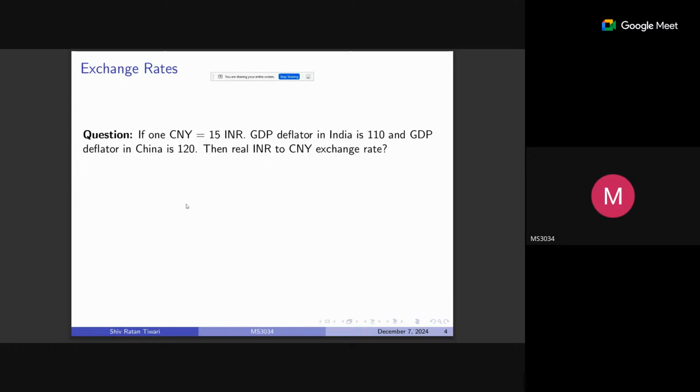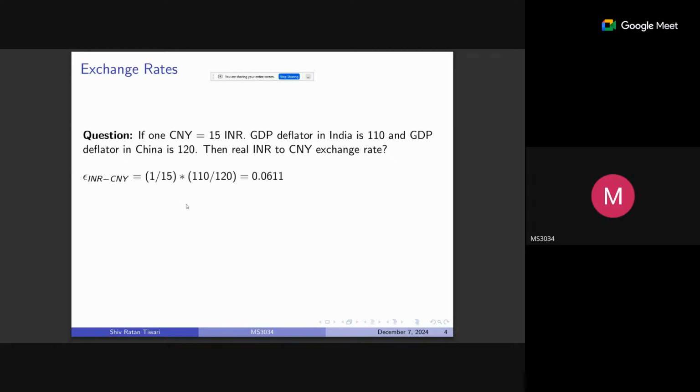So let's take a few examples, as we did not do many examples on exchange rate topics in our previous live session. For example, if a question asks: if one Chinese yuan is equal to 15 Indian rupees, and you are given GDP deflators, which are price levels, where the price level in India is 110 and the same is 120 in China, then what is the real INR to CNY exchange rate?